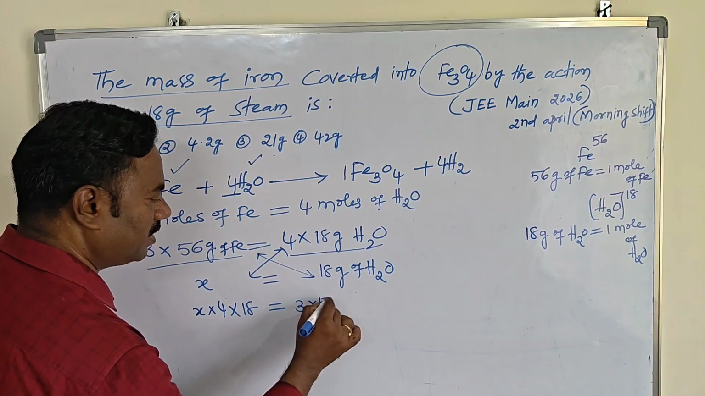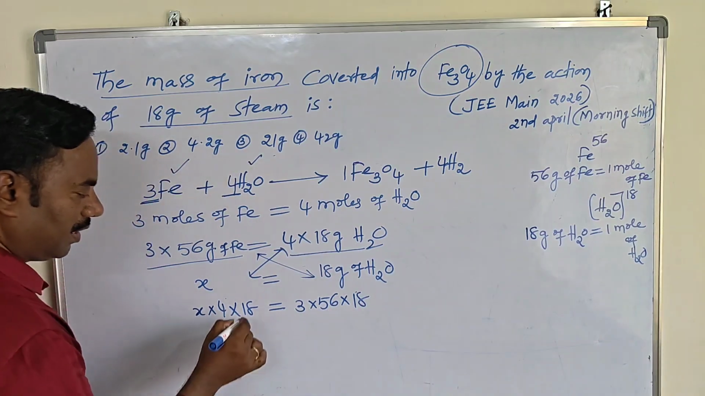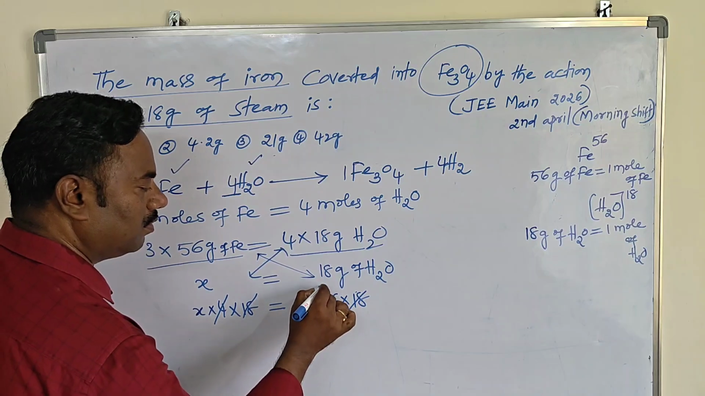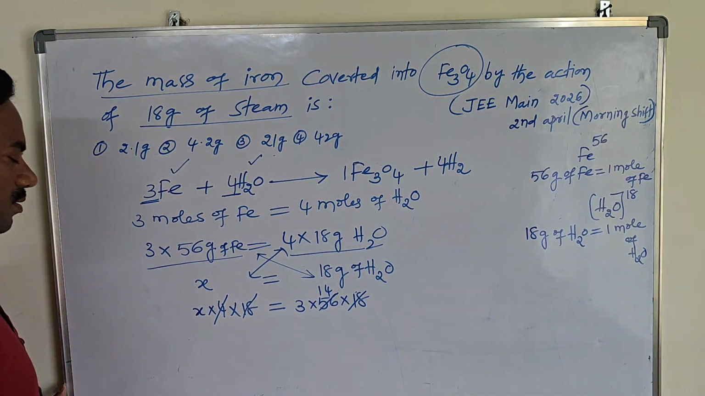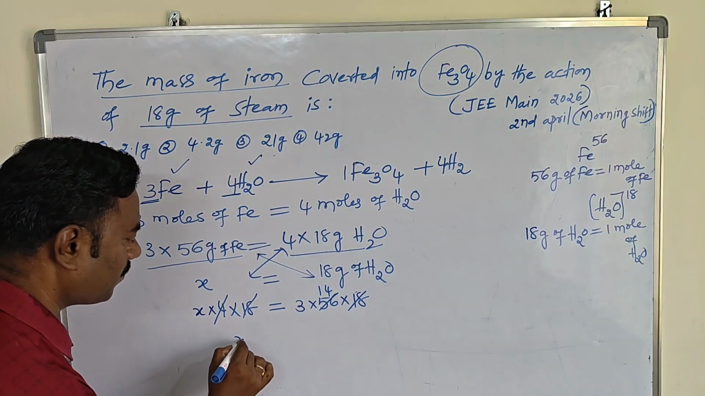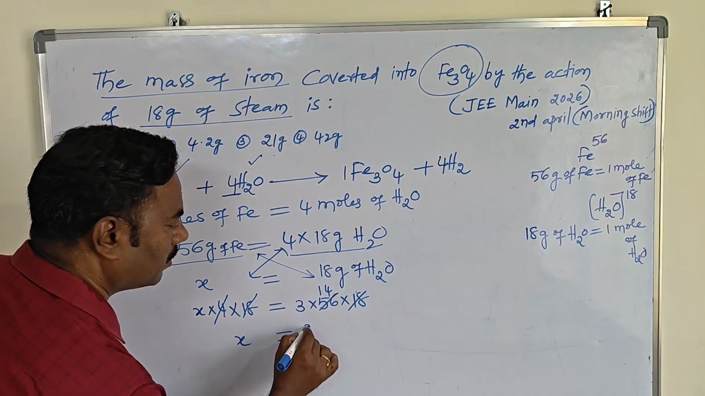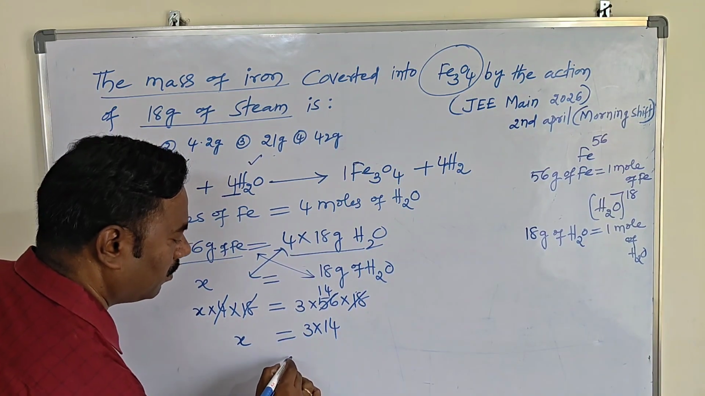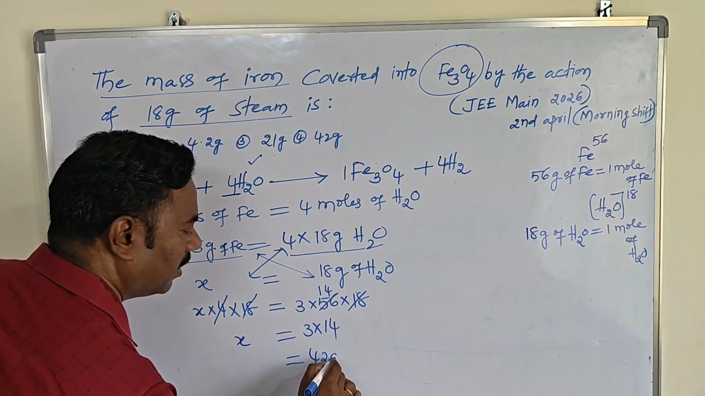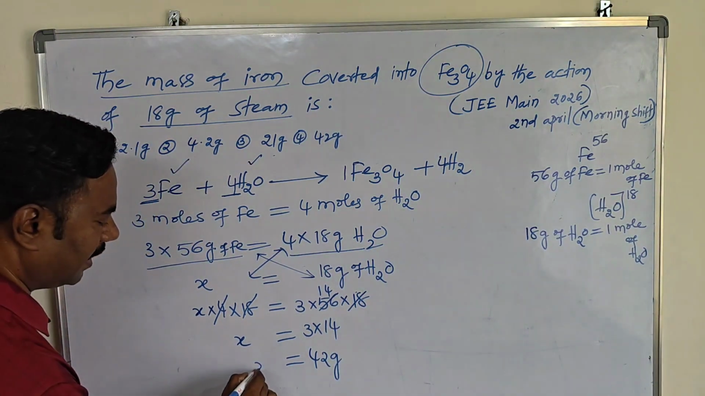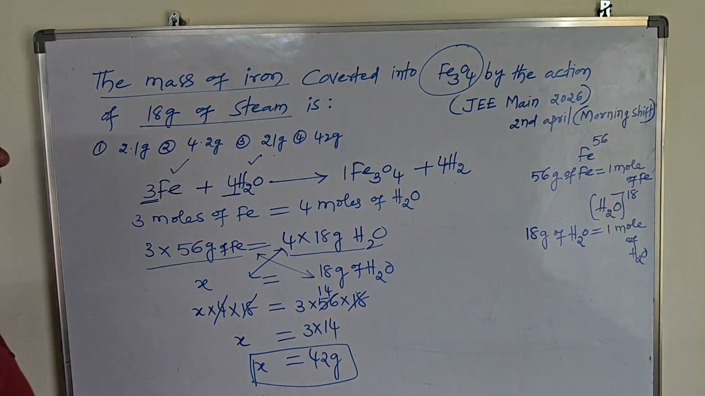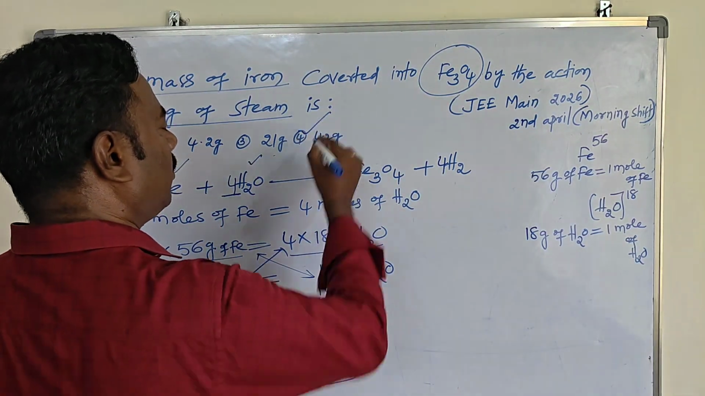The 18 cancels. 4 ones are 4, 4 fours are 16, so 4 14s are 56. Next, X is equal to 3 into 14. 14 3s are 42 grams. This is our answer: 42 grams.